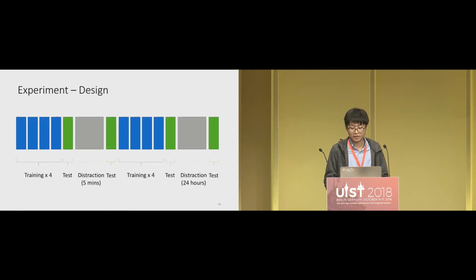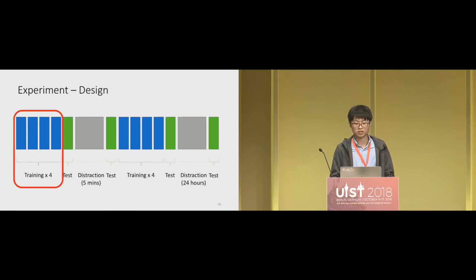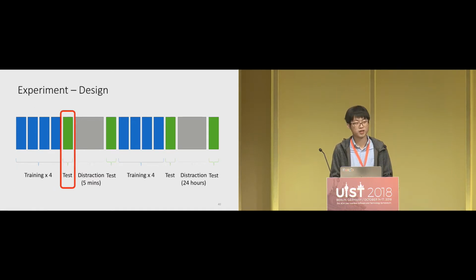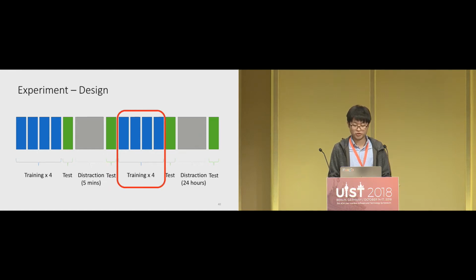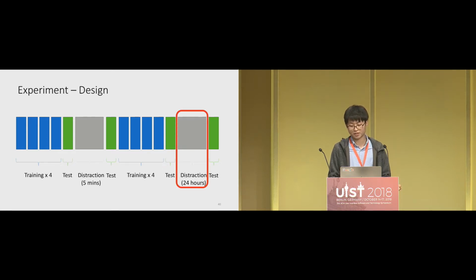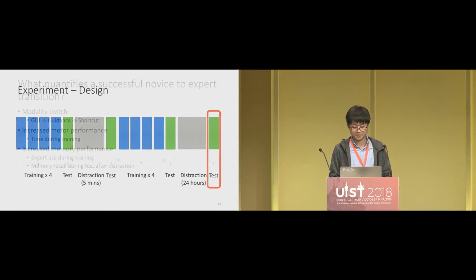We did our experiment starting with 4 blocks of training. And then we ran a test for the 16 shortcuts among the 20 commands, followed by a 5-minute distraction task. And we do another test to see how many are retained after distraction. We then do another 4 blocks of training, followed by a test. And now this time, the participant comes in again after 24 hours to do another test.